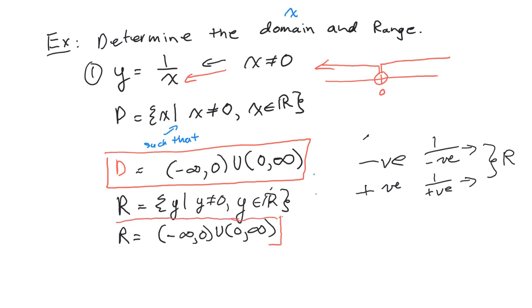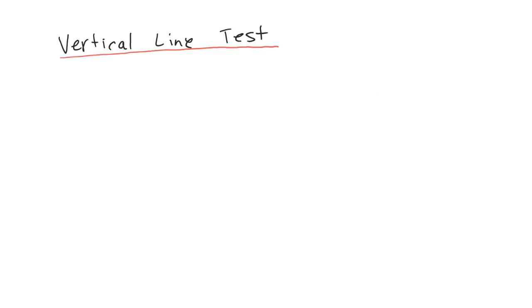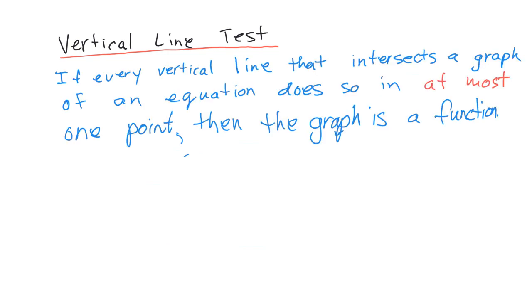So the next concept we're going to take a look at is a thing called the vertical line test. The vertical line test says this: if every vertical line that intersects a graph of an equation does so in exactly at most one point, then the graph is considered a function. So let's say I had a graph that looks like this. Here's the XY line, and then we have a graph that looks like this.